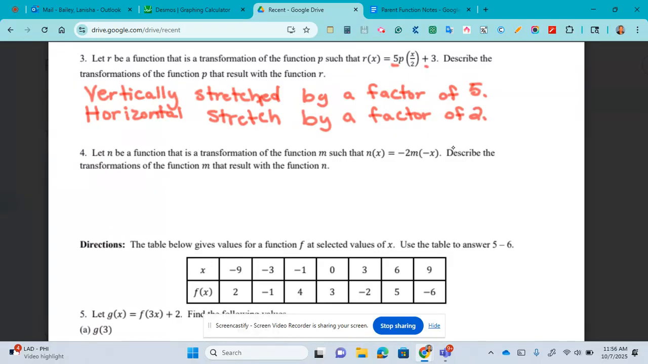And the last one, the 3, is that with my x or with my y? My y. So that is a vertical translation. Translated by how many units? 3 units. What direction? Excellent. Vertically translated 3 units up.